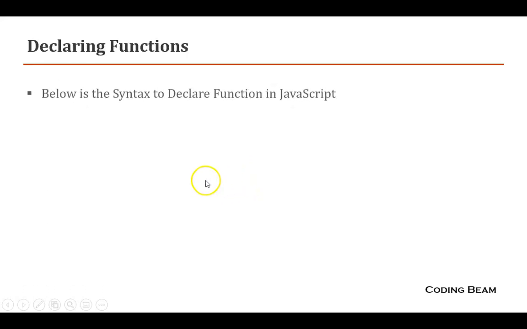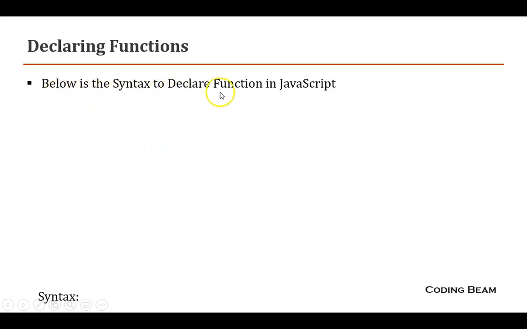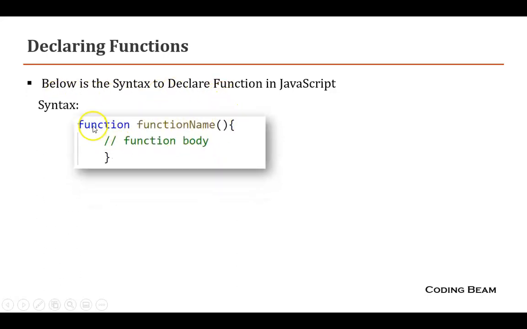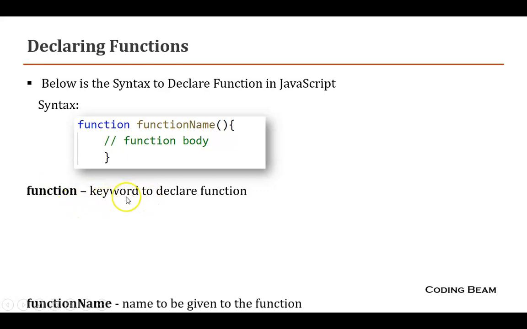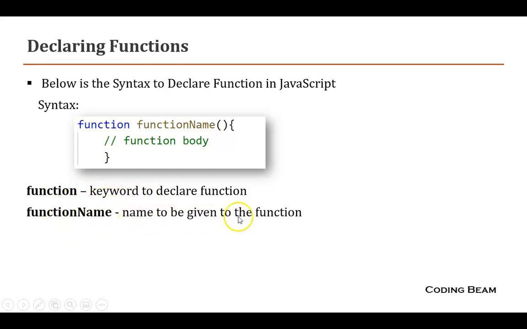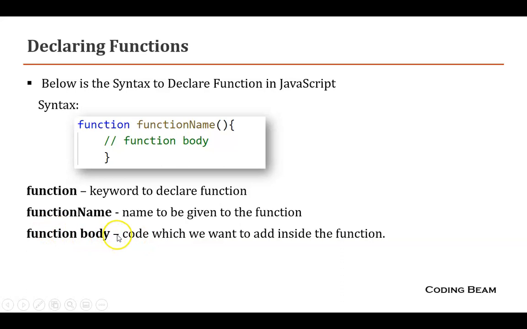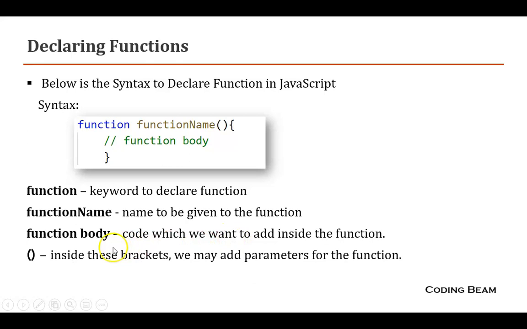So how can we declare the function? Below is the syntax to declare a function in JavaScript. First there will be the function keyword, then the function name, and then the body, and in these brackets you can add some parameters also. The function is the keyword, the function name is the name given to the function, and the function body contains the code which we want to add inside the function. In the brackets we may add some parameters for the function. So this is how functions can be declared.